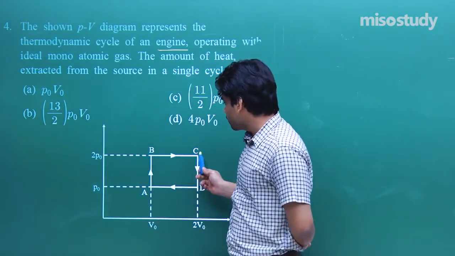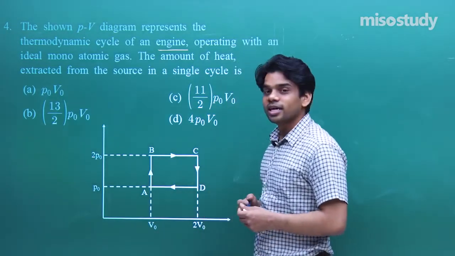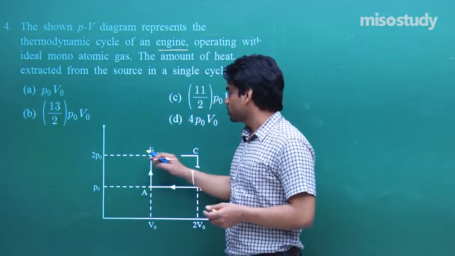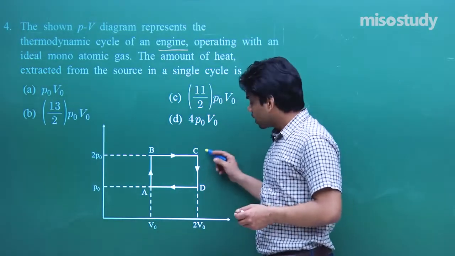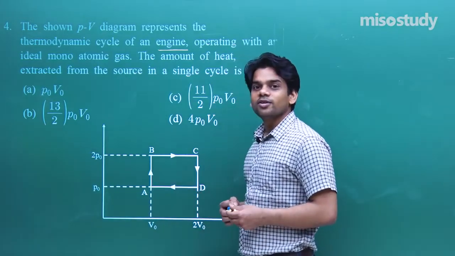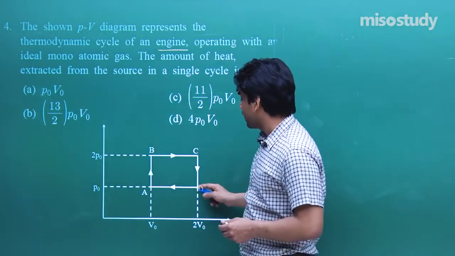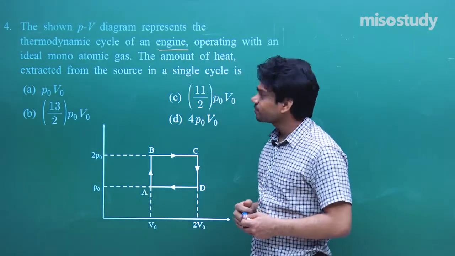Now from B to C you see volume is increasing. Volume is increasing, that means work will be done, and work will be done at a constant pressure. Next you see for C to D, again volume is constant, no work is done. D to A, work is done on the gas, because volume is decreasing.